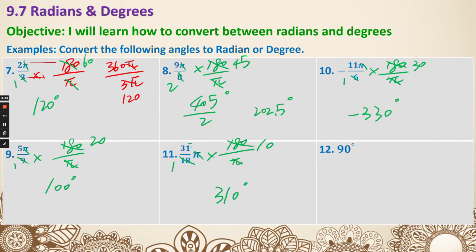So now we need to change it into radian. That means multiply by pi over 180. That's 90 over 1. So cross cancel, that's 1. That's 2. And it's pi over 2. That's number 12.